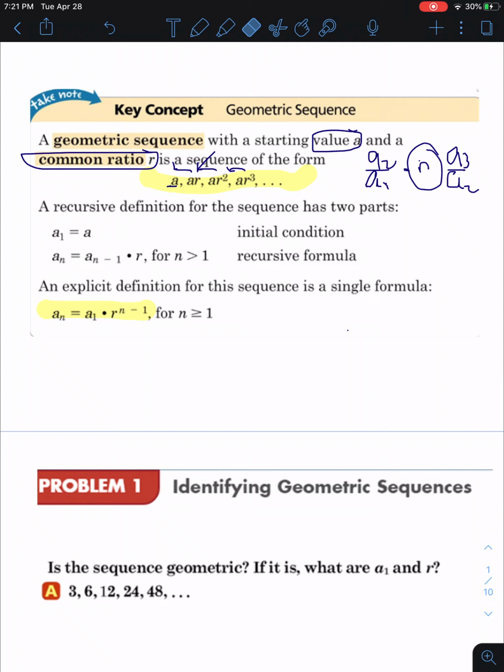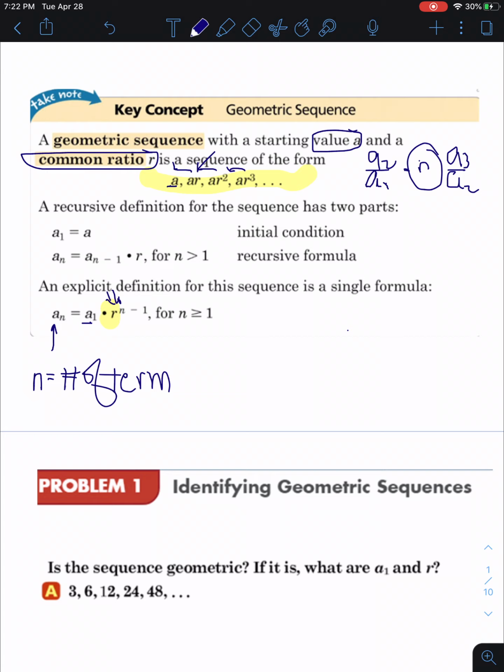An explicit definition. Any term that you're looking for, a sub n, the nth term, where n is the number of the term, a sub 10 if you're looking for the 10th term, a sub 104 if you're looking for the 104th term, will be equal to the very first term, a sub 1, that's the initial, times r, that common ratio, to the n minus 1 power, for n greater than or equal to 1.